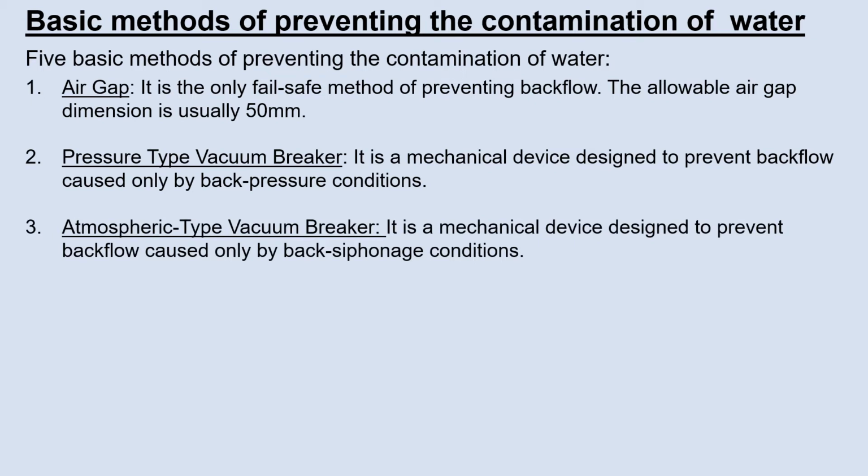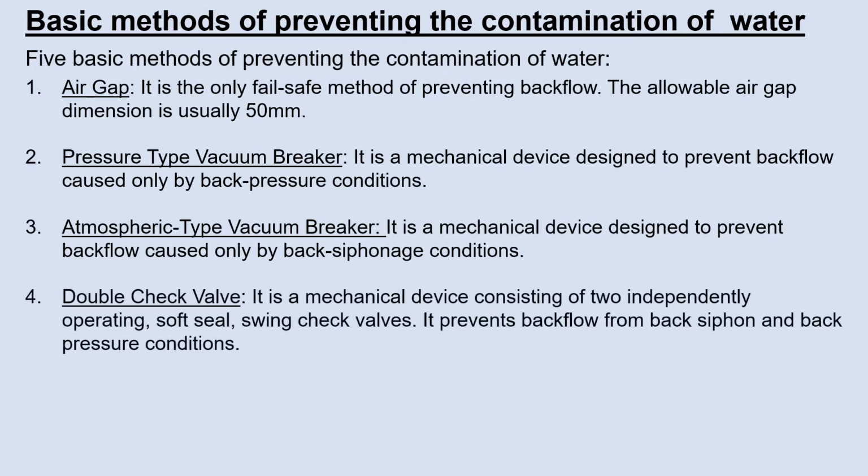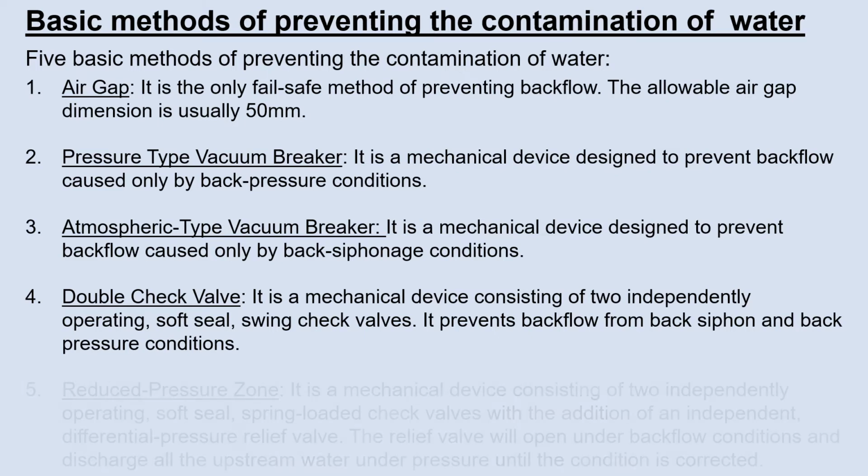Atmospheric type vacuum breaker. It is a mechanical device designed to prevent backflow caused only by back siphonage conditions. Double check valve. It is a mechanical device consisting of two independently operating soft seat swing check valves. It prevents backflow from back siphonage and back pressure conditions.